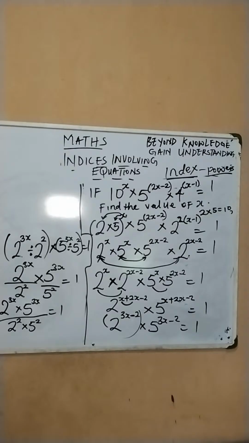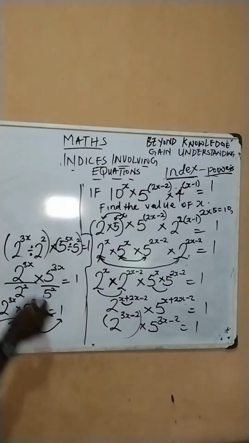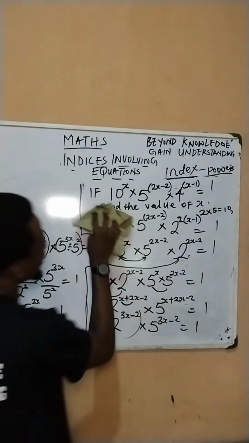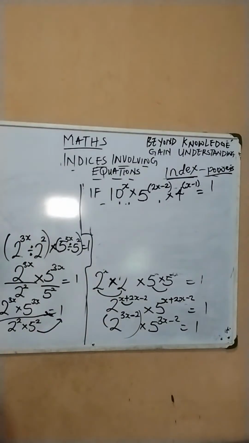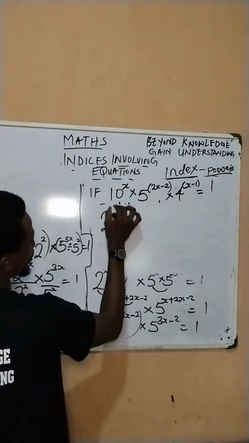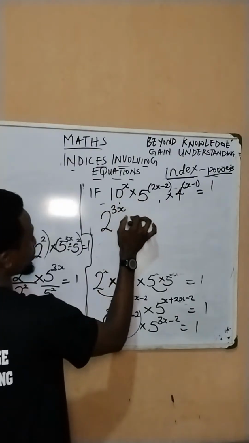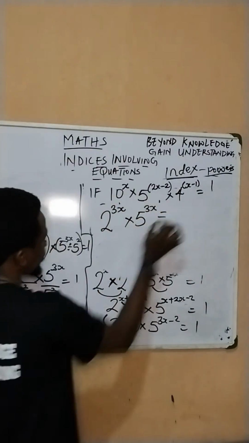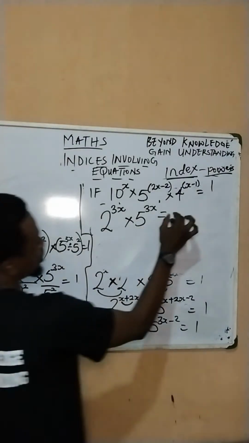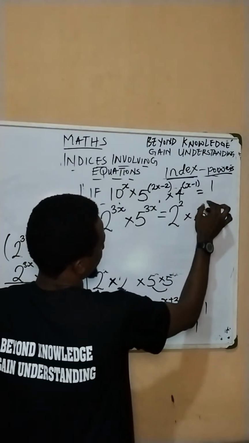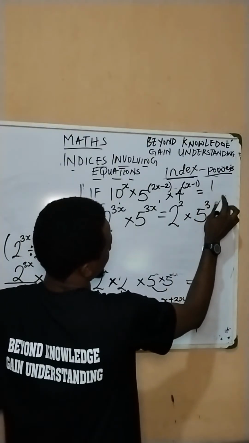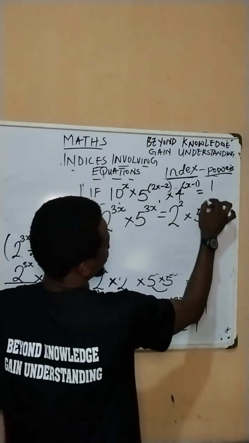what do I go on to do at this point? I can cross and multiply here. By crossing and multiplying, everything here will go and multiply what is on the right-hand side. So I'm going to clean up here to continue from where I stopped. This now gives us 2 raised to the power of 3x multiplied by 5 raised to the power of 3x equals what you now have on this side, which is 2 raised to the power of 2 multiplied by 5 raised to the power of 2.